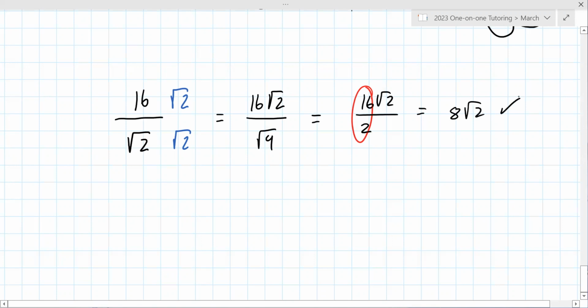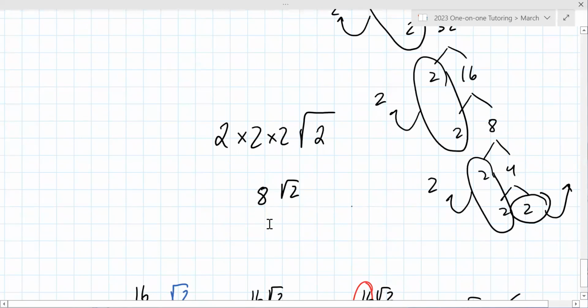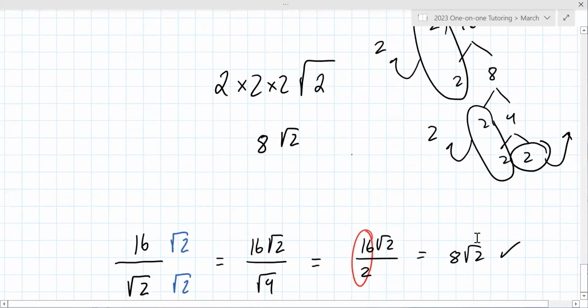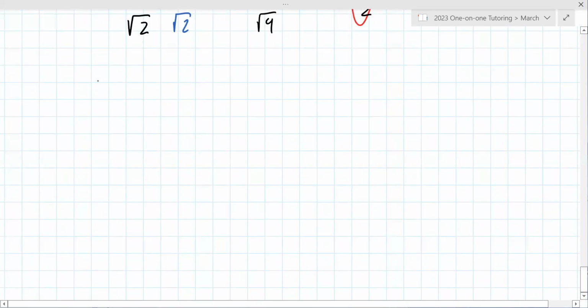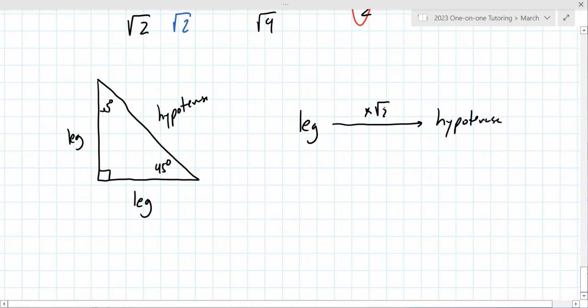Good. Is that the same as what we found here? Yes, it is. Okay, so here's the summary, Sourish. This is what you need to take into your test or quiz tomorrow. Leg and hypotenuse in a 45-45-90 triangle. If you're given the leg, to go to the hypotenuse, you multiply by the square root of 2.